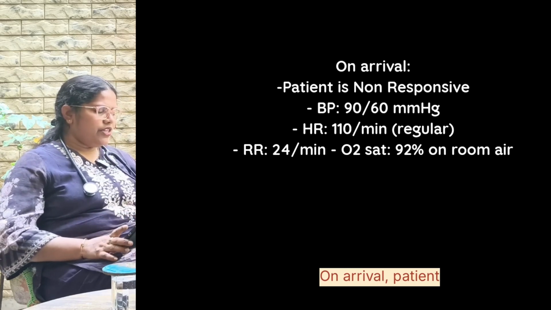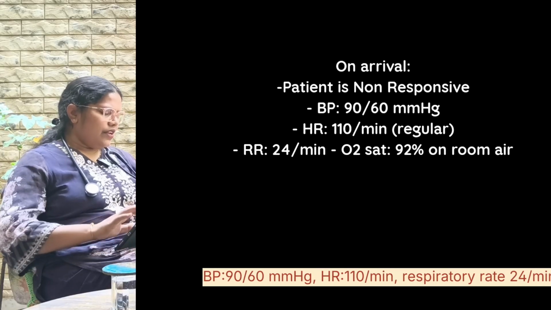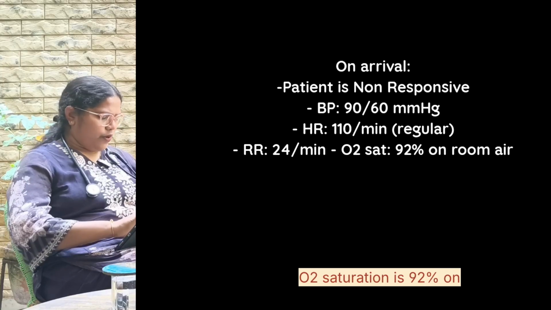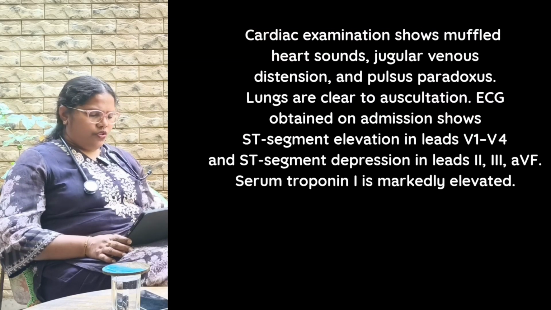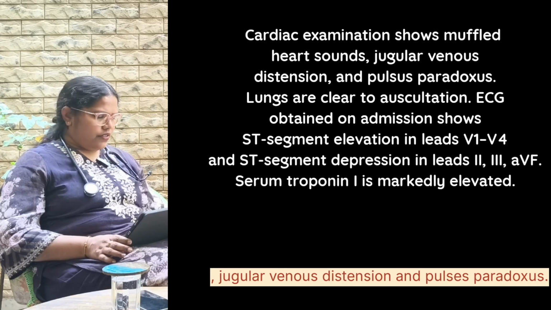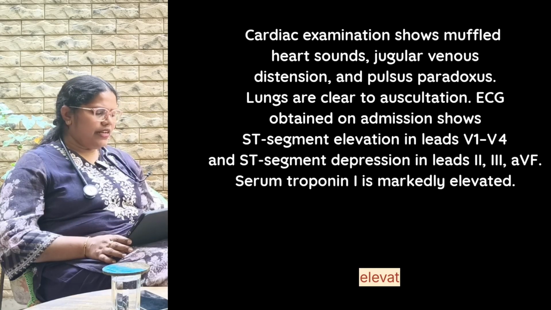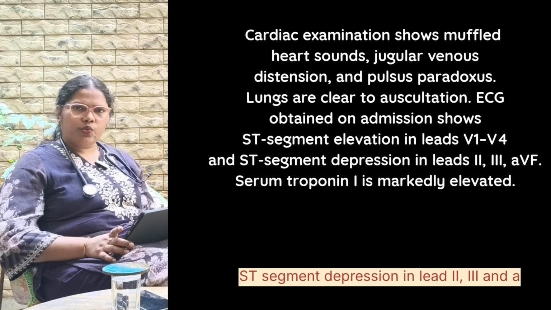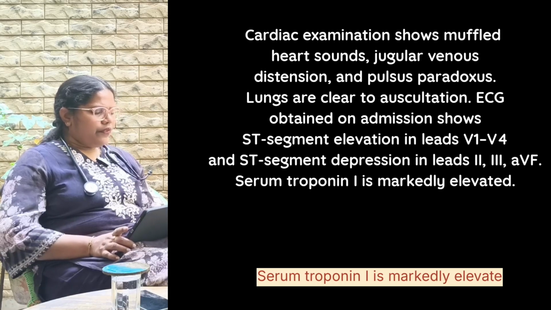On arrival, the patient is non-responsive, BP 90/60, heart rate 110, respiratory rate 24, oxygen saturation is 92% on room air. Cardiac examination shows muffled heart sounds, jugular venous distension and pulsus paradoxus. Lungs are clear. ECG shows ST segment elevation in leads V1 to V4 and ST segment depression in leads 2, 3 and AVF. Serum troponin is markedly elevated.